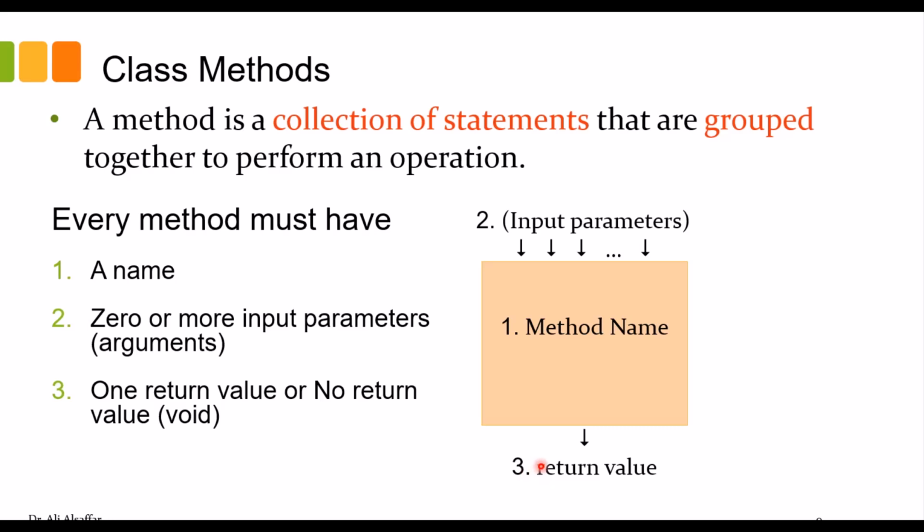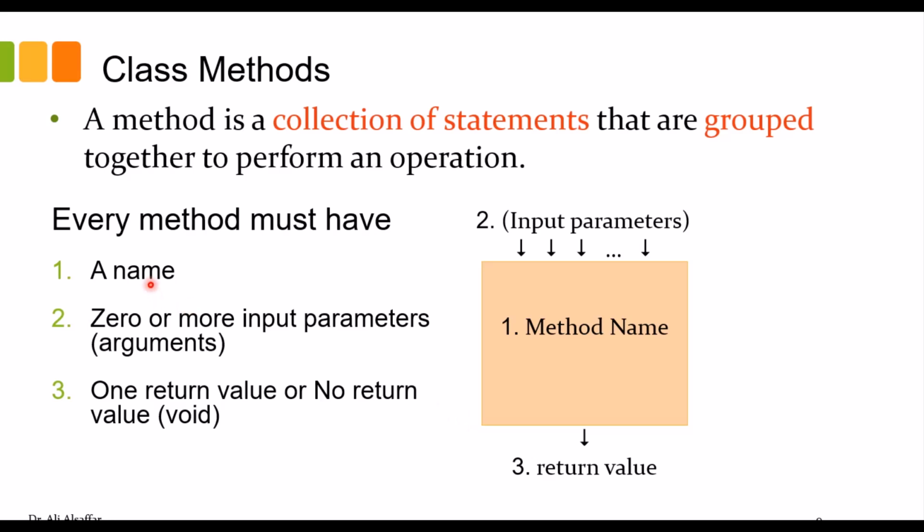Also, the method could return one value or return no value. So at most it can return one value, or it returns no value at all, which is called void. If the job of this method is just printing, we don't expect any answer from this method. It will just print and we leave. But suppose now this method is computing the area. We don't want just to tell it to compute the area. We need the answer. So we need a return value from this method.